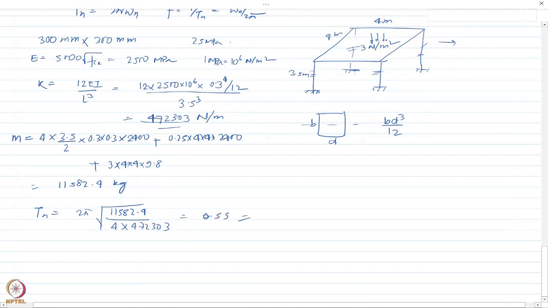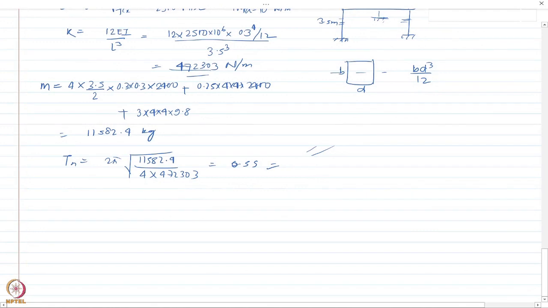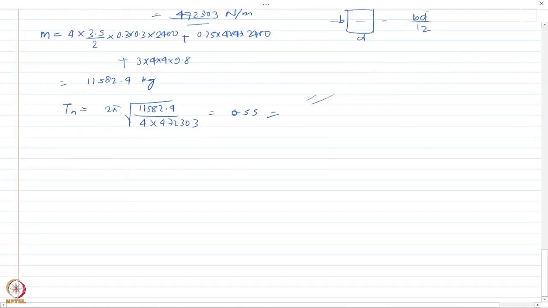And as you do more and more problems and calculate the time period, you would see that 0.5 seconds is very typical of a low to medium rise building. As the height of the building increases, the time period would actually increase. But using these typical values, we have obtained the time period to be approximately 0.5 seconds. Depending upon what kind of structure it is, I will give you some typical values of the time period of different types of structure. Buildings, depending upon whether it is a low rise or a high rise building, could be between 0.4 to 1.5 seconds.